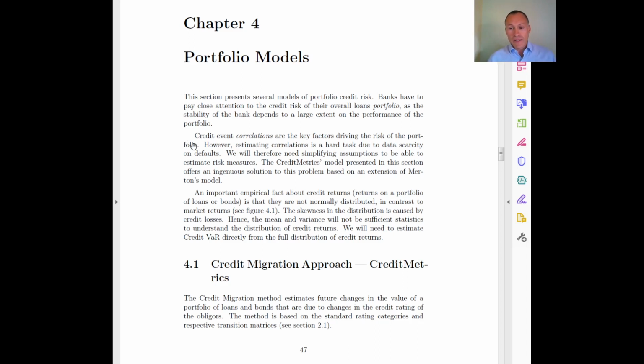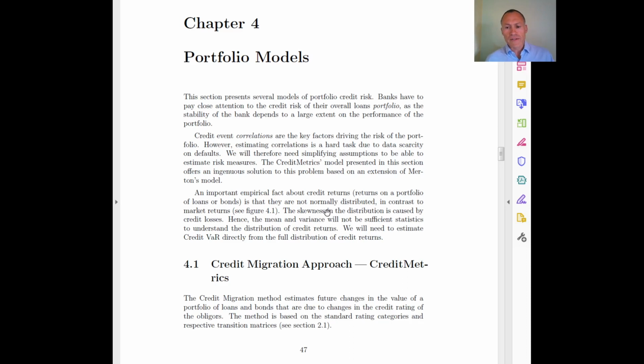However, it's hard to estimate correlations based on empirical data because there is not much data on defaults. So this is one more case where Merton's model is going to be very useful, and there is a very nice solution developed in the industry by JP Morgan, which does exactly that, uses Merton's model to overcome this lack of data issue. So that's the model we're going to look at in this video.